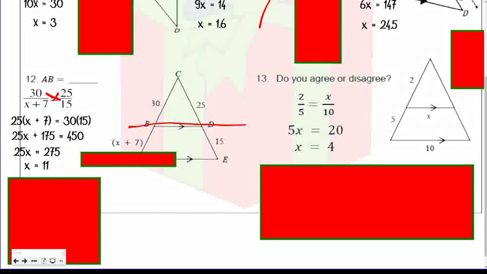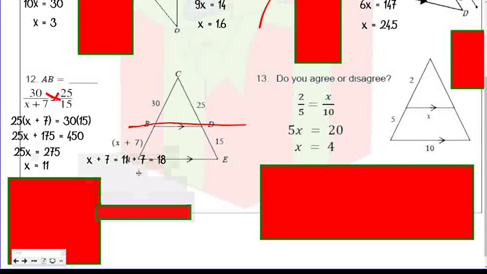So then do your distribution. So 25x plus 175 equals 450. 25x equals 275. X is 11. Well, if x is 11, I got to plug it in. So x plus 7 is really 11 plus 7, which is 18. So AB is 18.